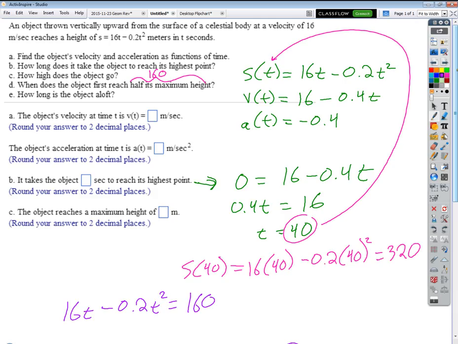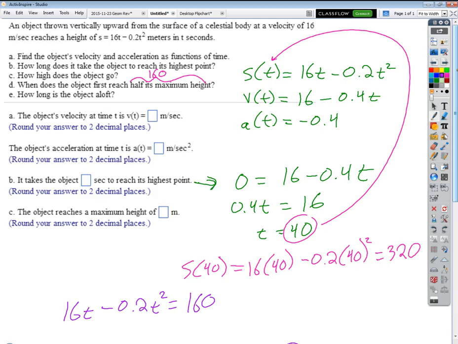So what about part E? How long is the object aloft? Now there's a couple different ways we could go about this. What are some suggestions for ways that we could figure out how long this projectile is in the air? What do you think? Set the first equation equal to 0, and then choose the length of the trial. Okay, good.